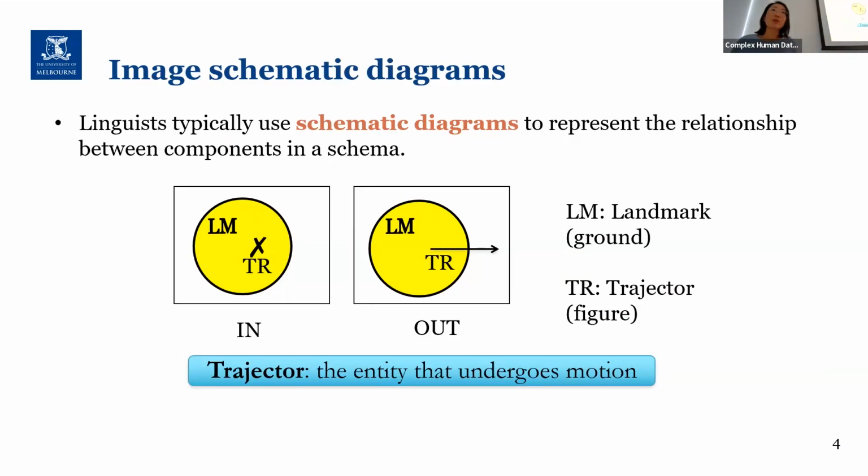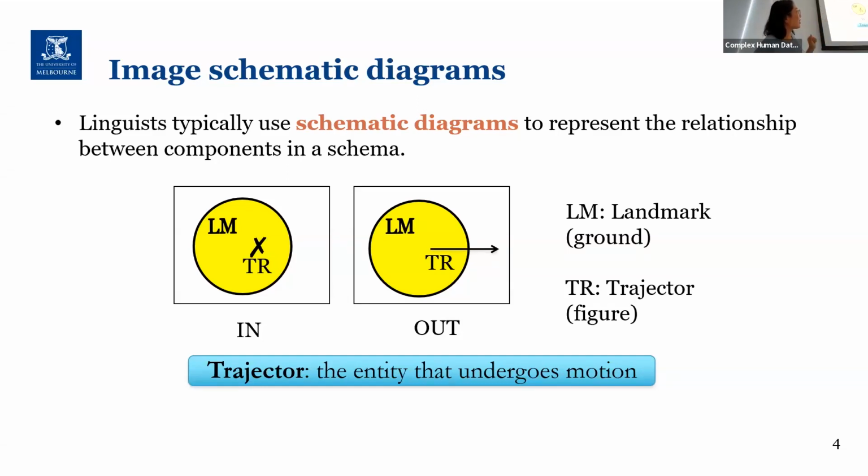So cognitive linguists like to use diagrams to represent our understanding, analysis or description of different image schematic structures. I'm giving you two typically used examples to illustrate the container schema. In a basic schematic diagram, there are two basic elements. One is what we call a landmark, and the other one is a trajector. Landmark, with the abbreviation LM, stands for the ground, the potentially more static object with reference to a potentially movable object, and that's the trajector, the figure. So it represents the figure and ground relationship.